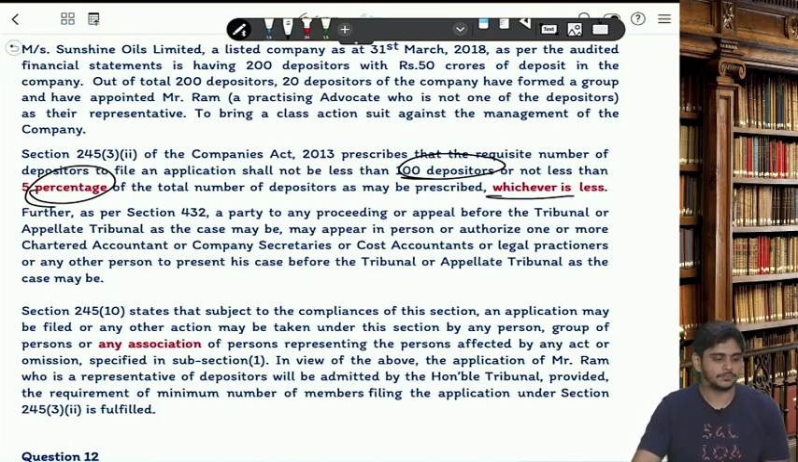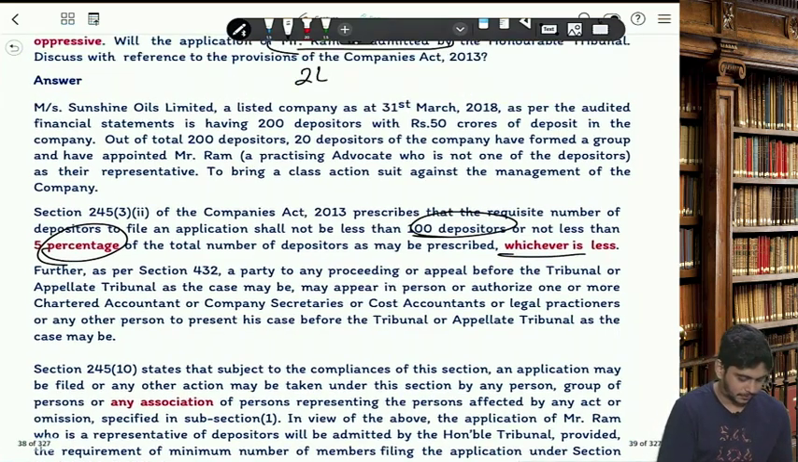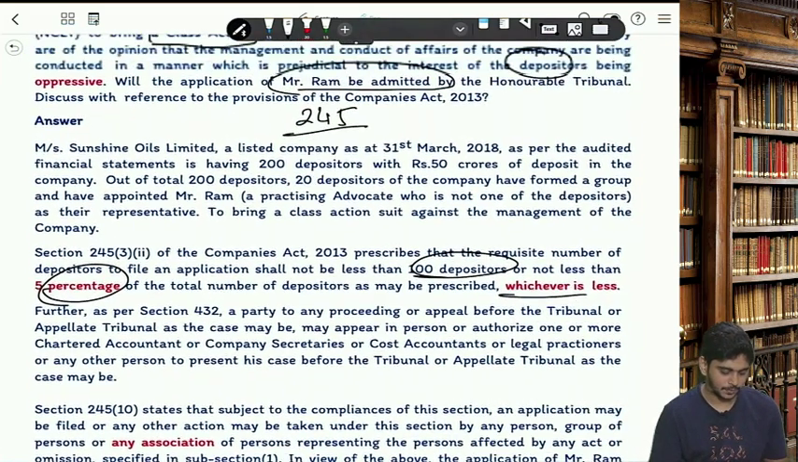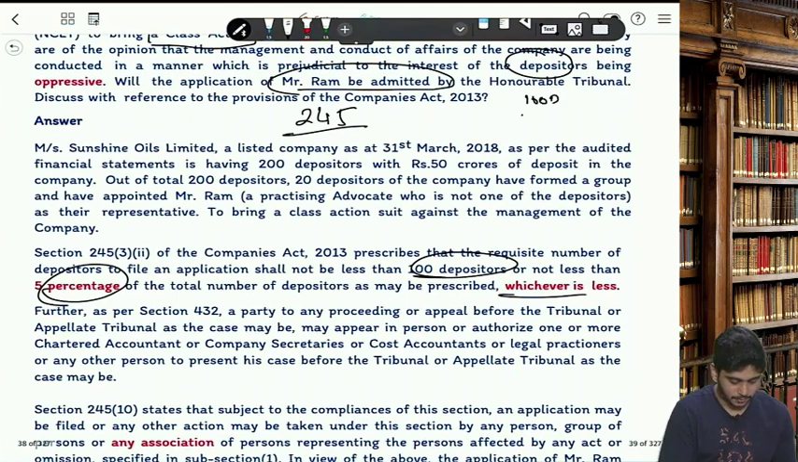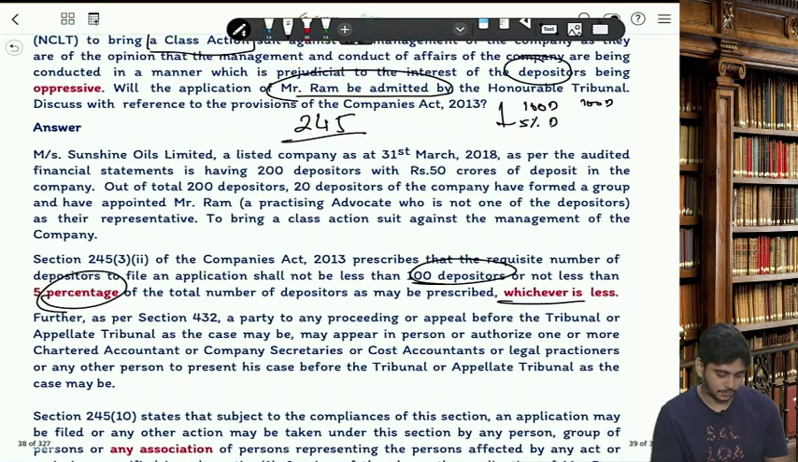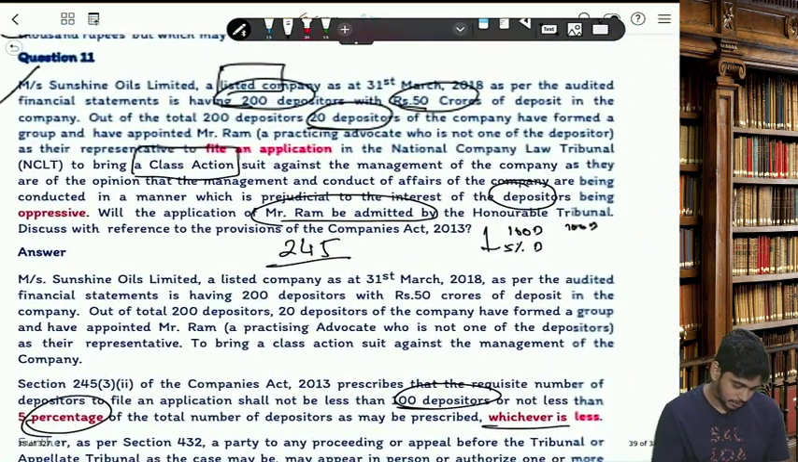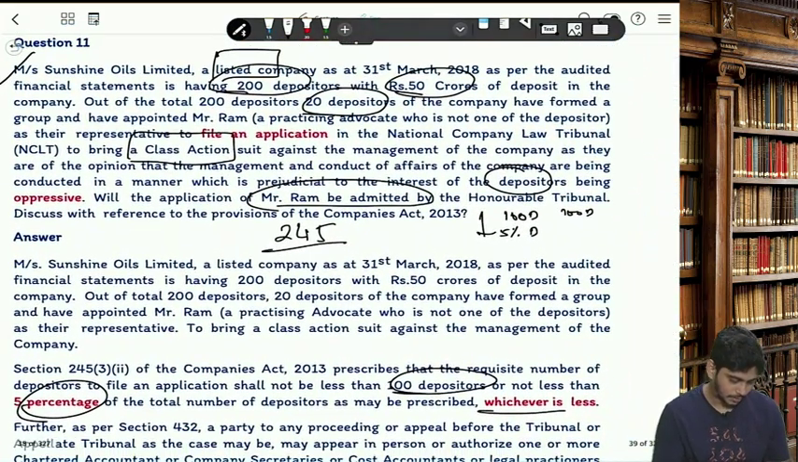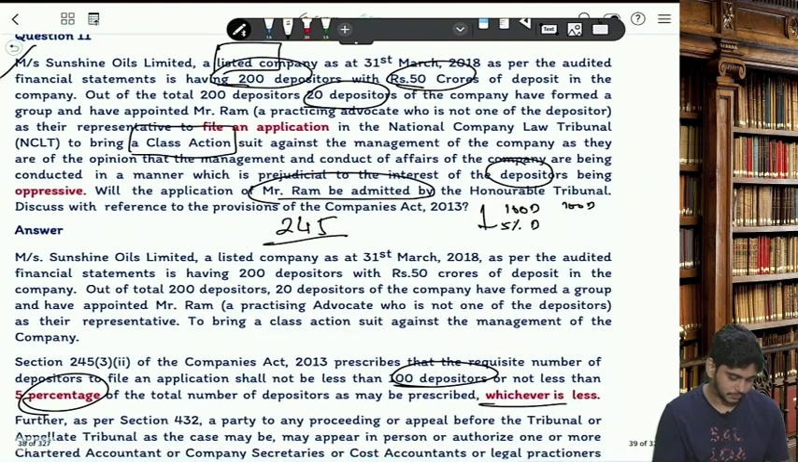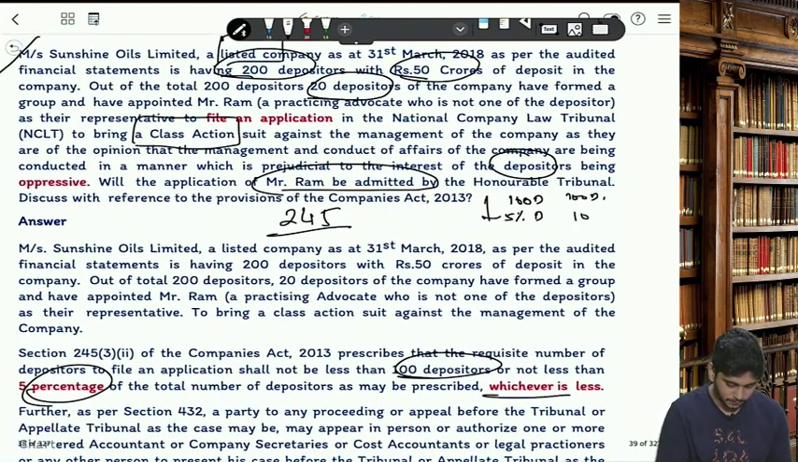Therefore, the application is valid. You will write the theory of 245. So this is 100 depositors or 5% of total depositors of the company, whichever is less. So 100 depositors or, total is 200, no? Okay, 10, whichever is less, 10. So 20 has made an application, the application is valid.